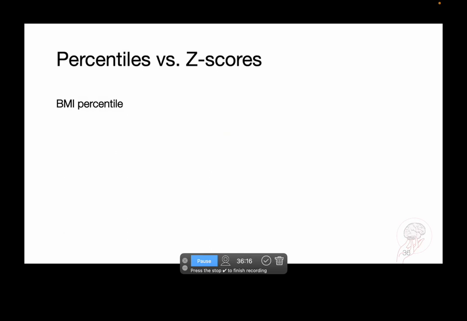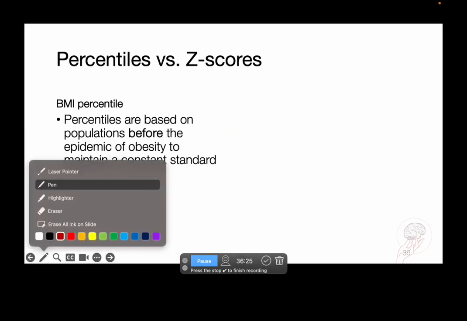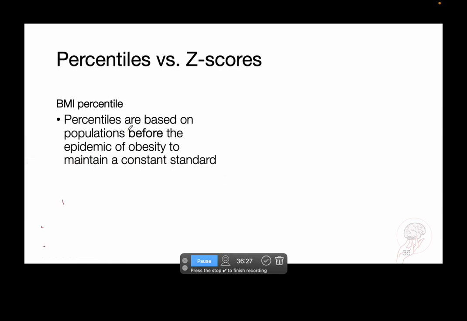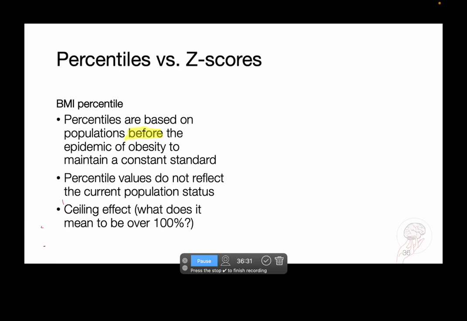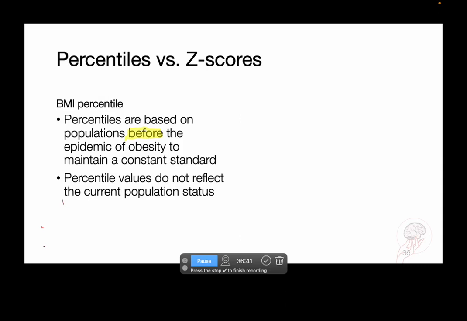So BMI percentiles are often used. The percentiles are based on populations before the epidemic of obesity, and they use these befores as a standardization technique. So the data for that are based on data from 1960 to 1994. The problem, though, is that the percentile values don't reflect the current population status.